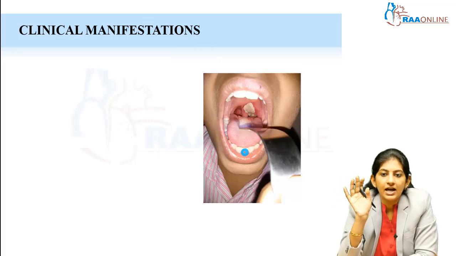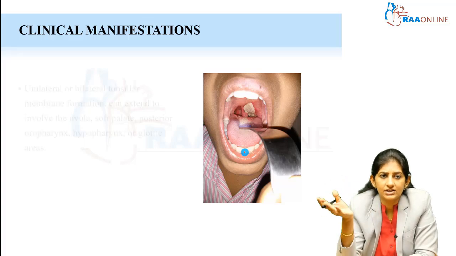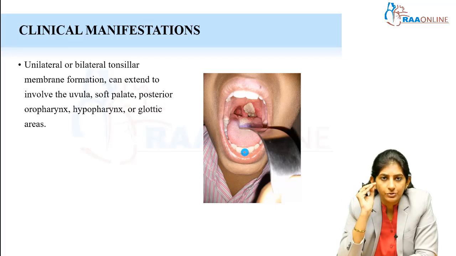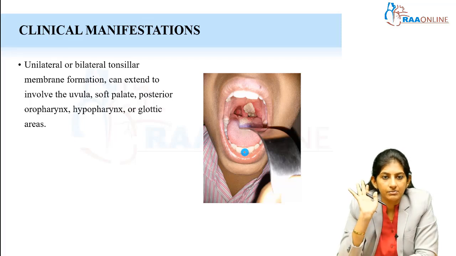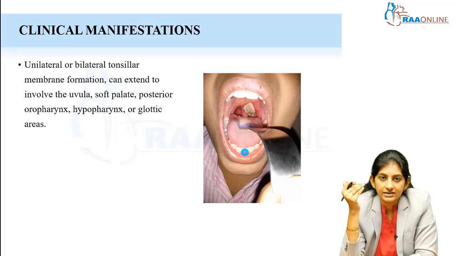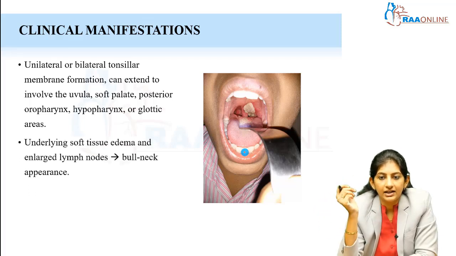All these can be there, but sore throat is universal, 100% will have it. So you depress the tongue and you see a membrane like this over the soft palate, tonsillar area; it is going to be diphtheria in most cases, especially in an endemic country like ours. This membrane can be unilateral, one side, or bilateral tonsillar membrane formation, and it can extend over the soft palate, into the posterior oropharynx, even up to the glottic area.